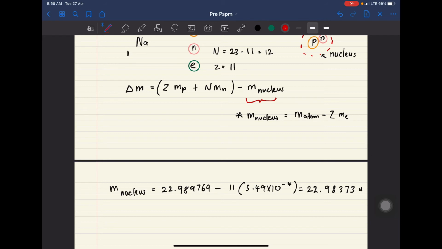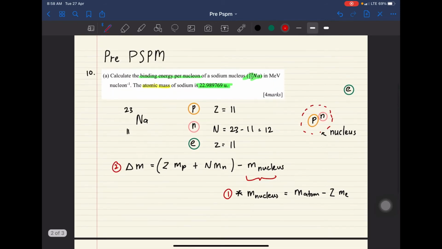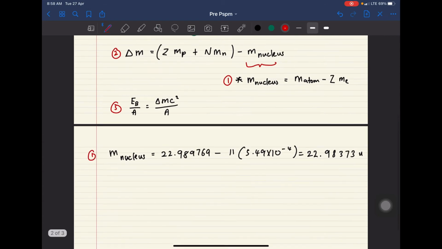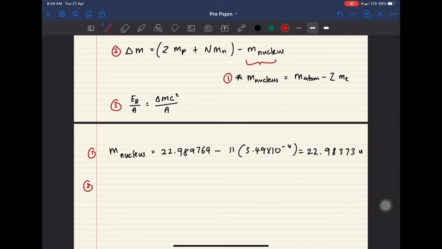Now that you have the mass of nucleus, you simply calculate using the normal calculations. First you calculate the mass of nucleus, and once you have that, you calculate the mass defect. But remember, the question wants you to find the binding energy per nucleon, which is basically EB over A, and EB equals delta M C squared. That would be your third step. So you do the second step, which is calculating the mass defect.